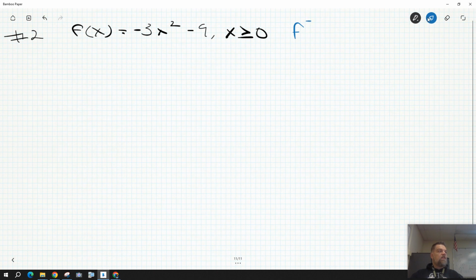Well, whatever f inverse is, we know that the range, because this is a domain restriction, right? We know that the range will be y is greater than or equal to 0, right? Because the domain on f becomes the range on f inverse. So let's go through the process, change this for y.